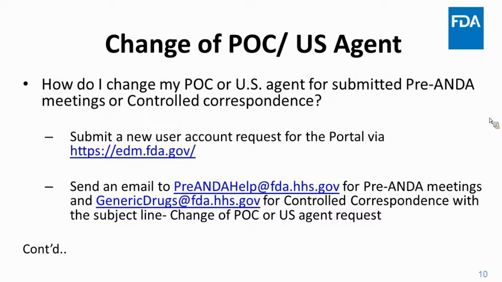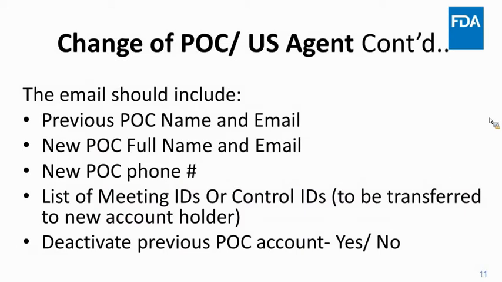and then send an email for either pre-ANDA help for meetings or generic drugs for control correspondence with the subject line change of POC or U.S. agent request. And here's the information that the email needs to include in order for us to process it. So the previous POC name and email, new POC full name, new POC phone number, the list of the meeting IDs or control IDs that you want transferred to the new account holder, because what we're going to do is we're actually going to transfer them out of the old account, into the new account.